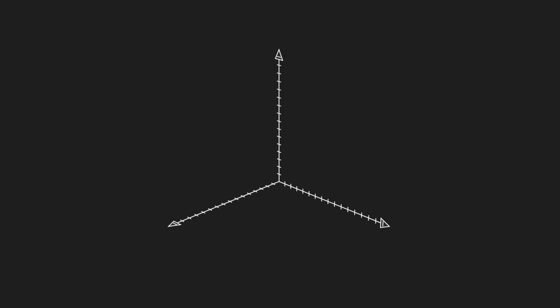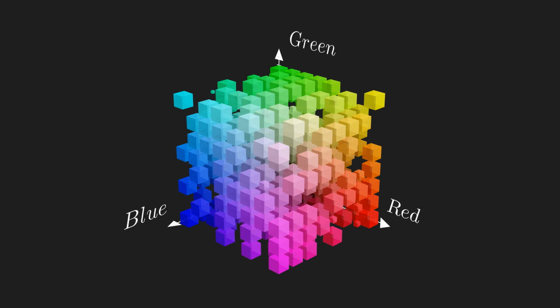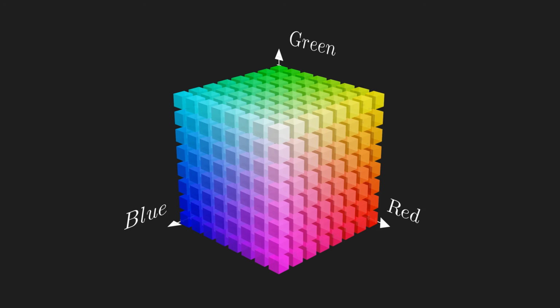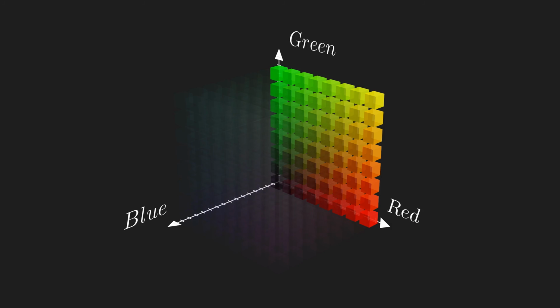Computers represent colors in the RGB color space. Depending on how far along an axis one of these cubes is, it has more of that color. So for example, along this plane, the blue is 0. This means that all of these yellowish colors don't have any blue in them. But as we go along this axis, we add more and more blue to them.